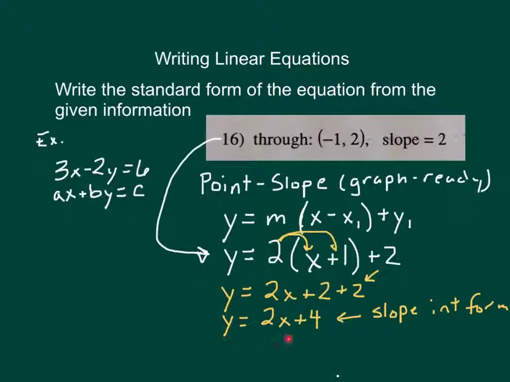So I'm pretty close. How can I make this have the x's and y's on the left side? The y's are already over here. So what else do I need to move over here? The x. So how can I move this 2x to the left side? If I subtract 4 from both sides, it moves the 4 over.